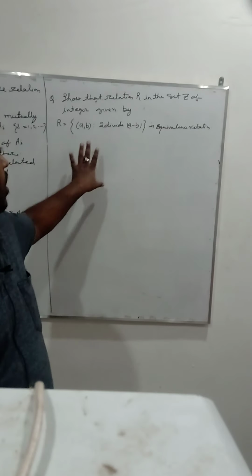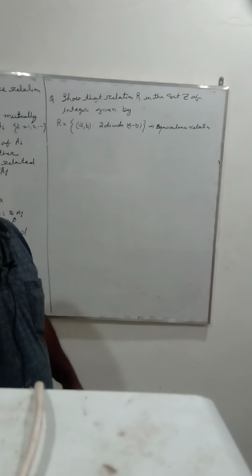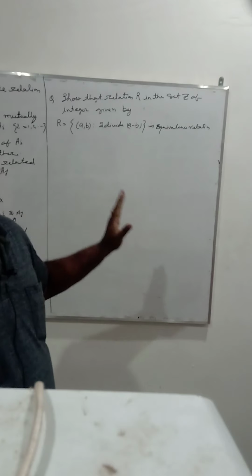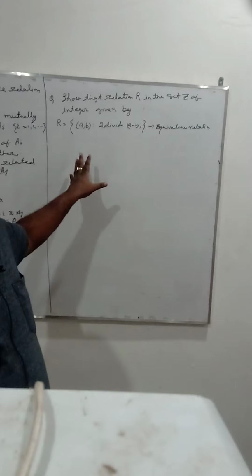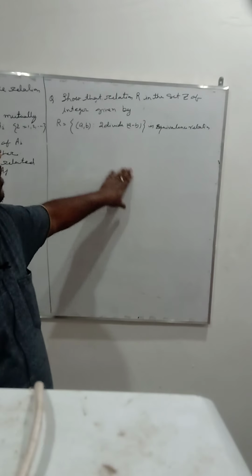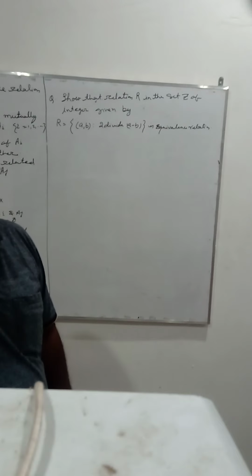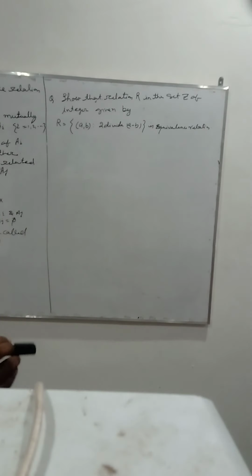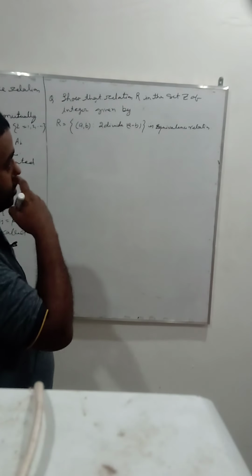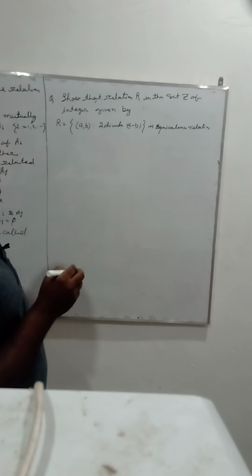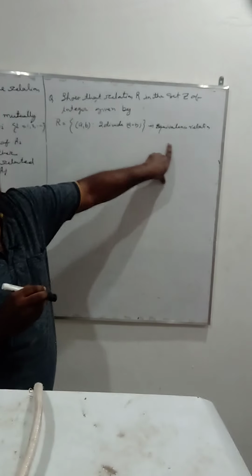This is given, and after this, I will explain what an equivalence relation is by the definition, because I think without getting all the concepts of these questions, you can't understand. That's why I'm doing so. Now your question is that the relation R in the set Z of integers given by (a, b) such that 2 divides a minus b is an equivalence relation.